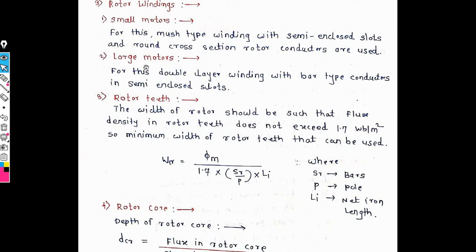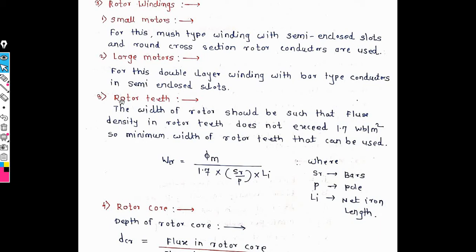The next point is rotor winding. Rotor winding is also used in small motors, and in small motors we use mesh type winding. Yesterday I sent the mesh winding design in Google Classroom. Mesh winding is very important, and it is used in small motors. Second is large motors. In large motors we use double layer winding, and this is the semi enclosed slot. That means in large motors we use double layer winding.